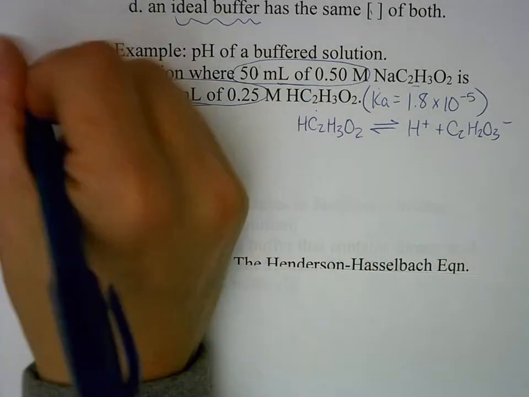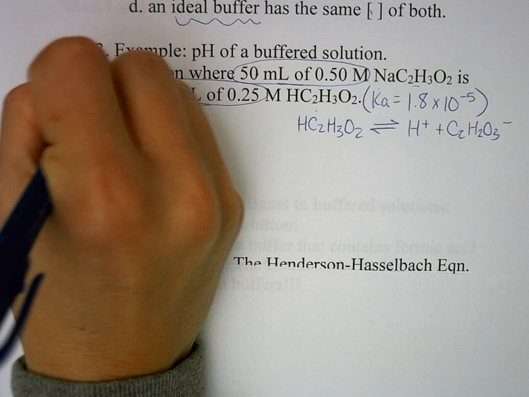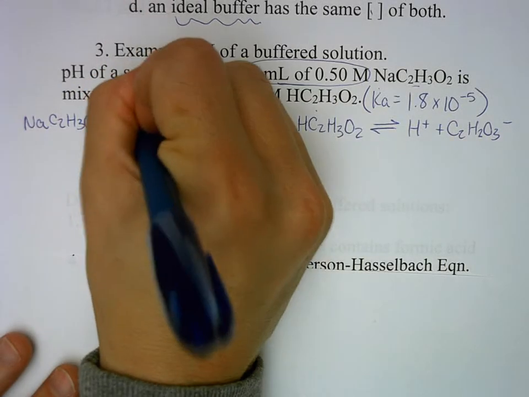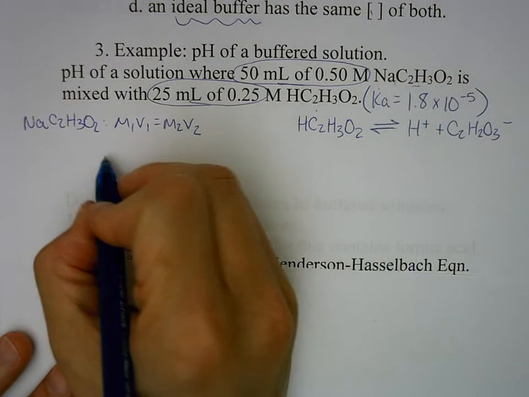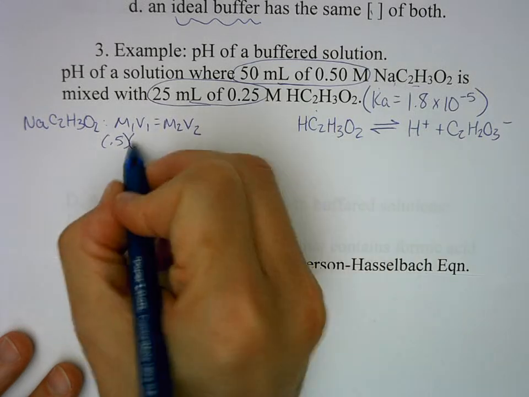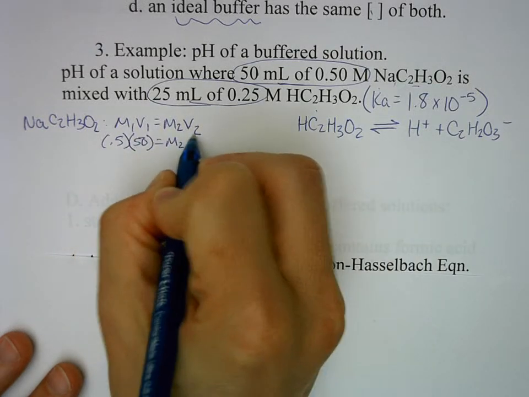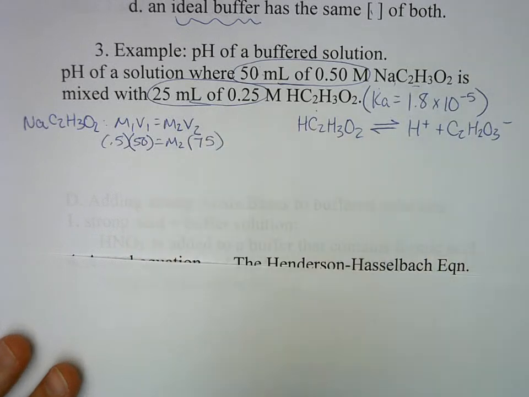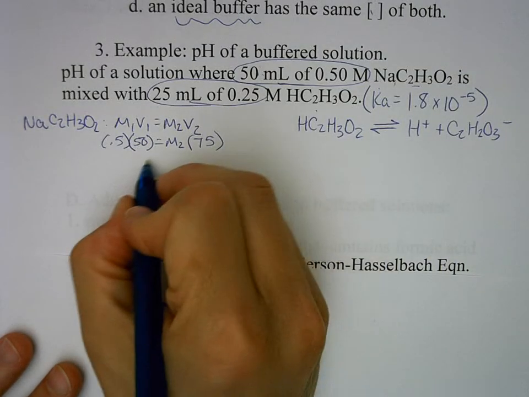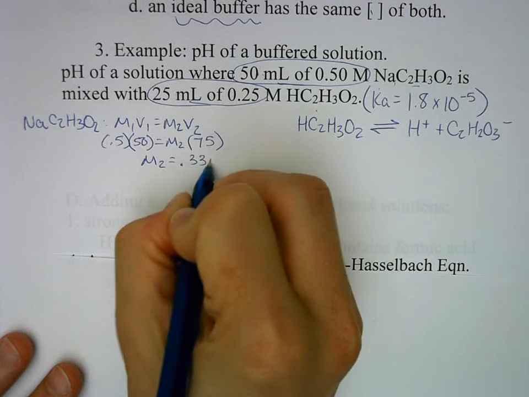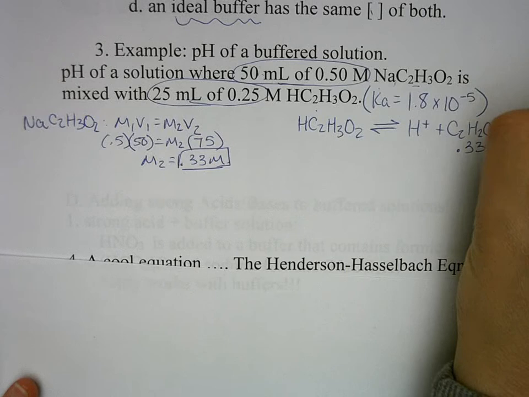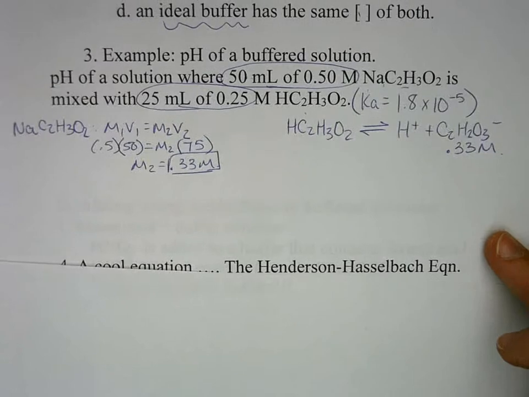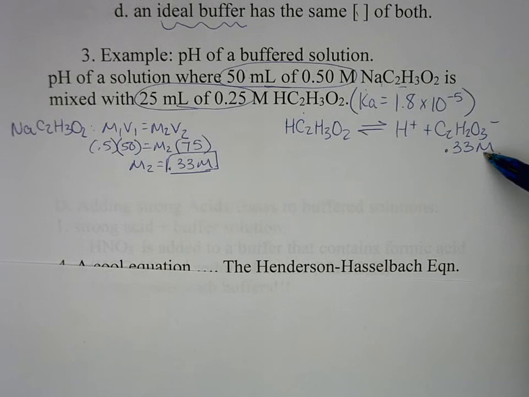So for sodium acetate, if I do M1V1 equals M2V2, okay, my M1 for sodium acetate is 0.5, my V1 is 50, and then I'm looking for M2, and my second volume is the combination of those two, that's 75. So I get M2 equals 0.33 molar. That's the concentration of the acetate ion. So that's my initial concentration over here when I'm setting up my ice table.